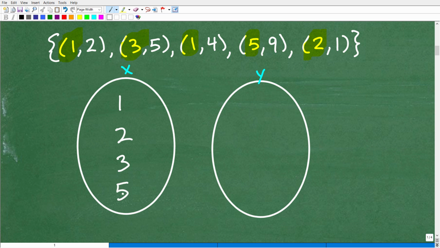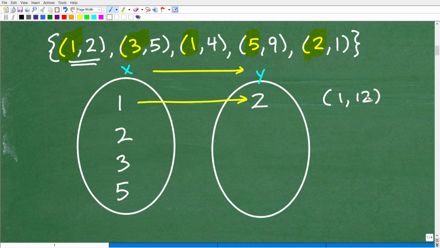Now, how does this work? Let's start with our first point, 1, 2. So this x, this 1, goes to 2. In our y ellipse over here, we're going to put a 2, and then draw an arrow from 1 to 2, just like this, from the x to the y. Why that is, that's a whole other little conversation. Just know this is the way we do this. This 1, 2 represents the point 1, 2. Not 1, 12, let me write this better: 1, 2.